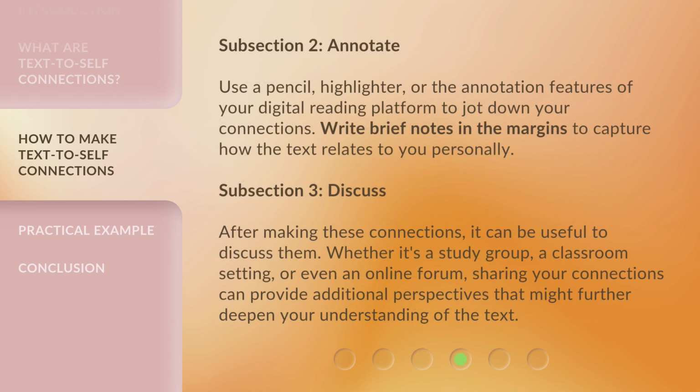Subsection 2. Annotate. Use a pencil, highlighter, or the annotation features of your digital reading platform to jot down your connections. Write brief notes in the margins to capture how the text relates to you personally.